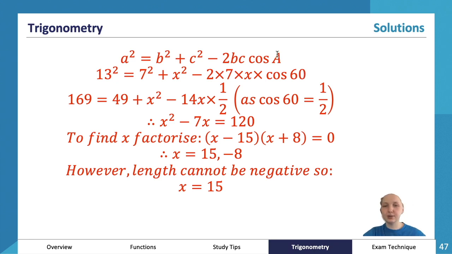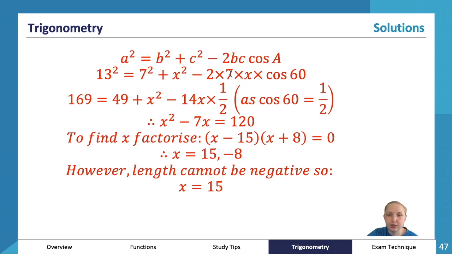Now I did just say C because I'm really used to thinking of it as C, but in this case, with the way I've written it, it is A. Anyway, so then we get 169 equals 49 plus x squared minus 14x times a half. A cos 60 equals, as cos 60 equals a half, which is why we get this half here. Because again, we're remembering that our cos 60 is an exact value, which we know is equal to a half.